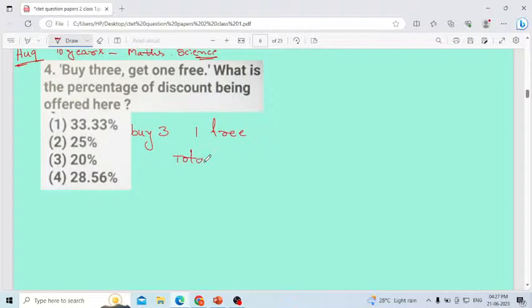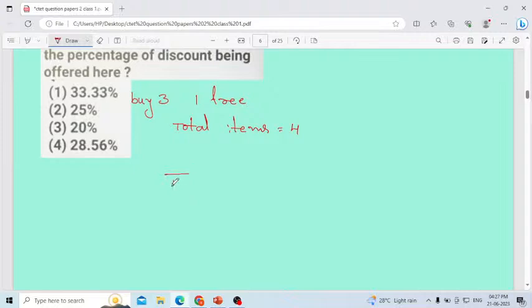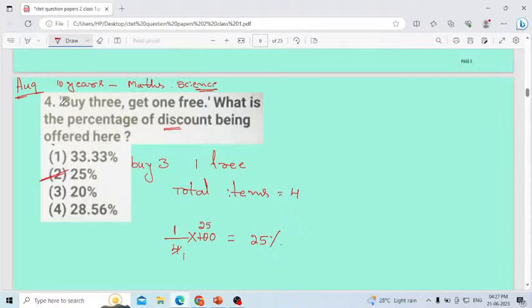But the total items you will have is 4. 3 plus 1 is 4. Out of 4, 1 item they are giving as a discount, free. Then here they are asking for the percentage, so multiply by 100. I am telling you how you can solve the problems very easily. 4 1s are 4, 4 2s are 8, 4 5s are 20, then 25. So you will get 25 percent discount if you have the offer buy 3 get 1 free.